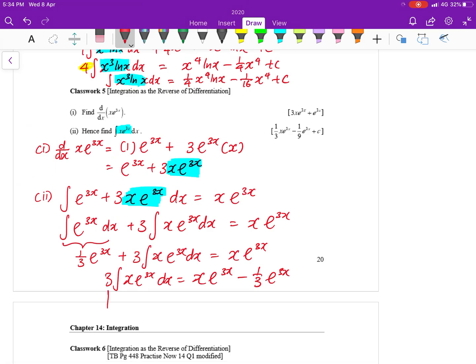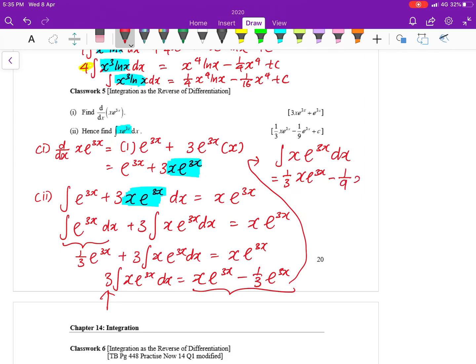Okay, are we done yet? Not really, because there is still a number 3 over here. So what we can do is write down here: therefore, integrate x e3x dx equals to, the right hand side must be divided by 3. So I get 1/3 x e3x minus 1/3 divided by 3, which is 1/9 e3x, then plus c. Don't forget our plus c at the final answer.